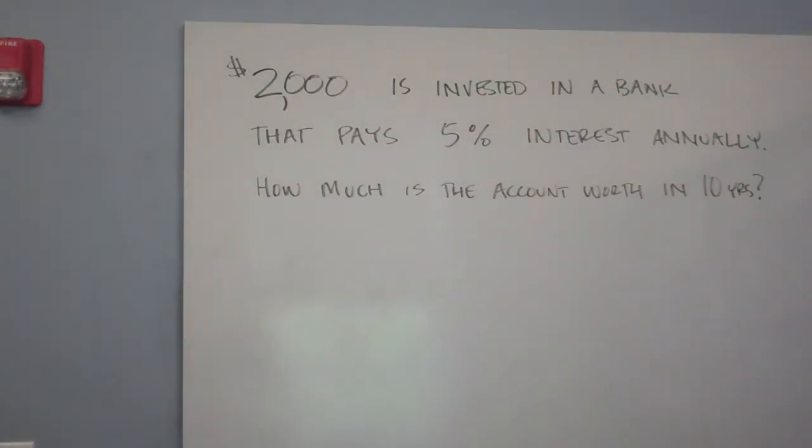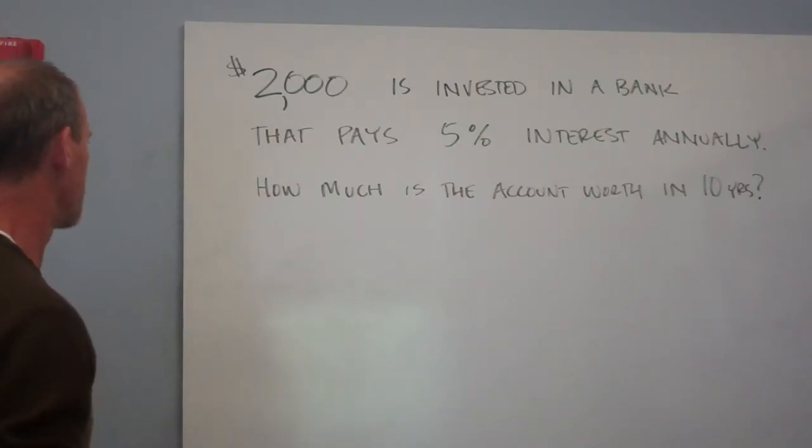Okay, here we are looking at exponential growth through the eyes of a $2,000 investment in a bank that's compounding this interest every year. So each year, 1 year after your investment, you get your 5% interest. How much will be in the account after 10 years? Okay. So before we start, just a couple little basic things.